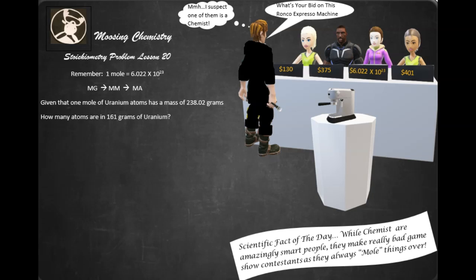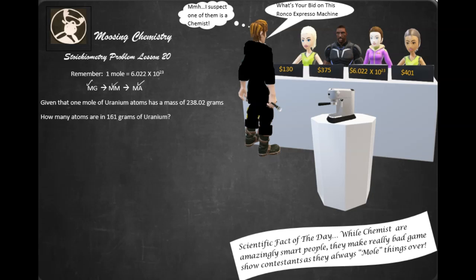Remember that 1 mole is equal to 6.022 times 10 to the 23rd atoms, molecules, whatever. Also remember that you're going to go from grams to moles to atoms. So that's a pretty simple flow. So let's look at the problem.